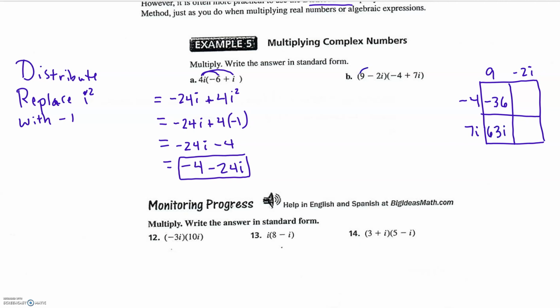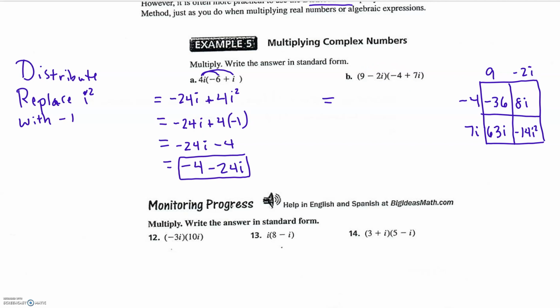So what we've done is we've taken the 9 times the -4. We've taken the 9 times the 7i. Now the -2i gets to multiply with the -4. Negative times negative turns into a positive 8i. And lastly, the -2i times the 7i. And personally, I don't usually use the table to multiply. I use the distributive property, but you can do either one. It'll come out the same.